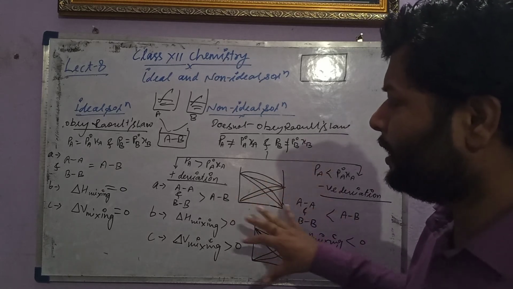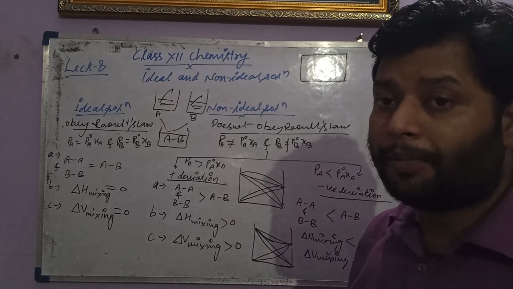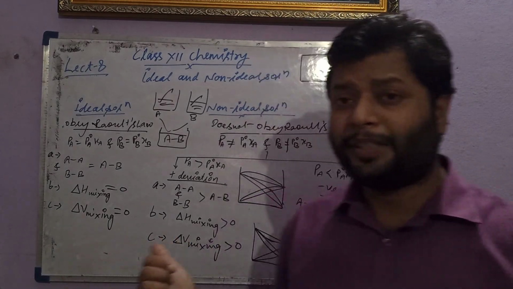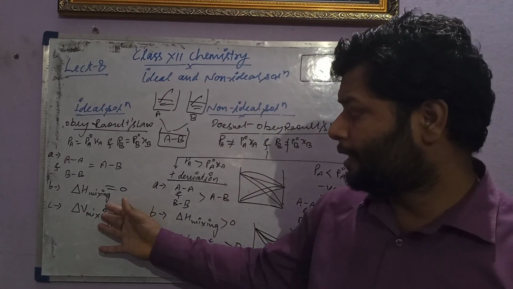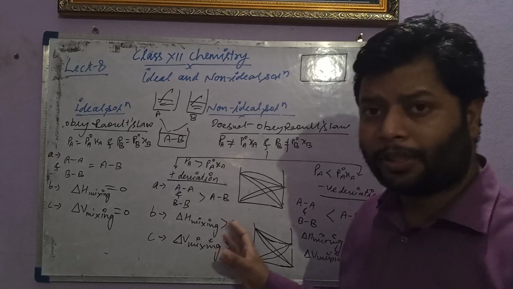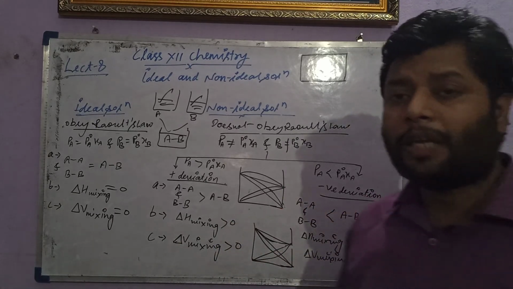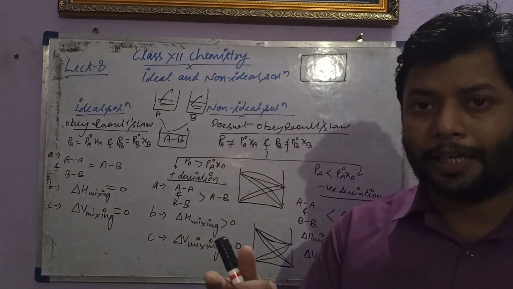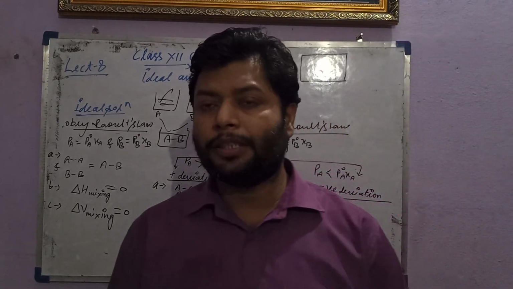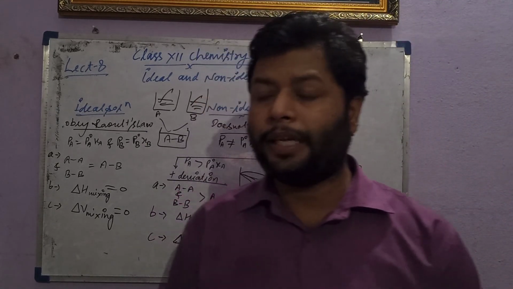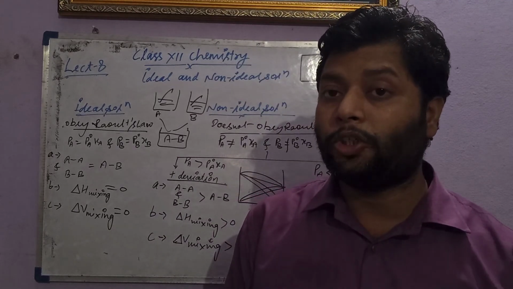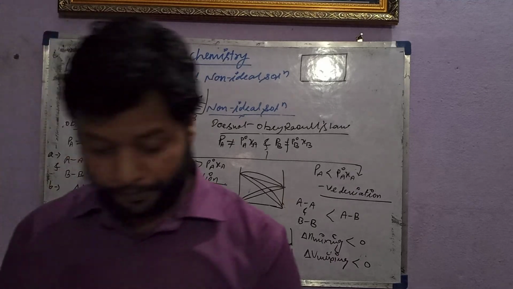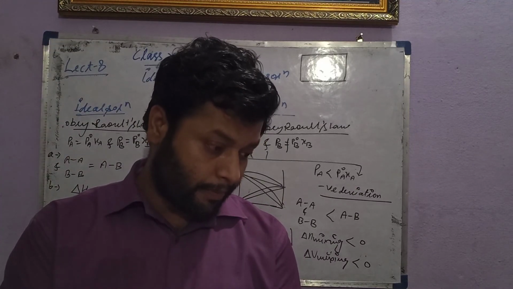This is all about the positive and negative deviation from Raoult's law. You have to learn some examples of ideal solutions, positive deviation solutions and negative deviation solutions. Then we have to learn the azeotropic mixture, which I will explain in the next lecture. With negative and positive deviation, there is one term called azeotropic mixture. I am giving some examples now.